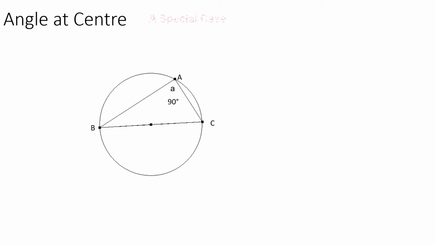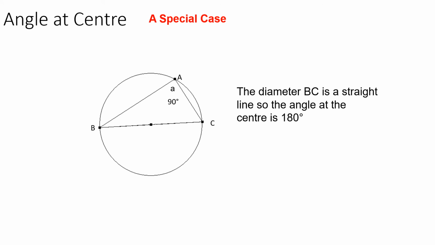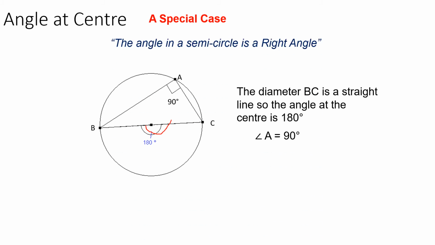Next is the special case. Suppose the angle at the center is 180 degrees, then the angle at the circumference will be half of 180, that is 90 degrees. So that is a special case: the angle in a semicircle is a right angle.